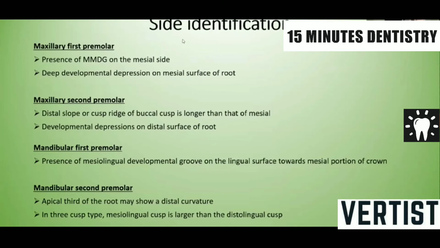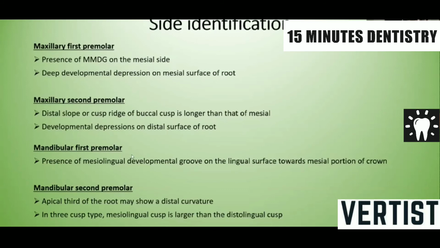Now the most important is the side identification. How to identify the side, right or left? For the maxillary first premolar, two important points are: the presence of a mesial marginal developmental groove on the mesial side, and secondly, a deep developmental depression on the mesial surface of the root. These are the two important points for side identification of the maxillary first premolar. For the maxillary second premolar, the distal slope or cusp ridge of the buccal cusp is longer than that of the mesial, and secondly, developmental depressions on the distal surface of the root are seen.